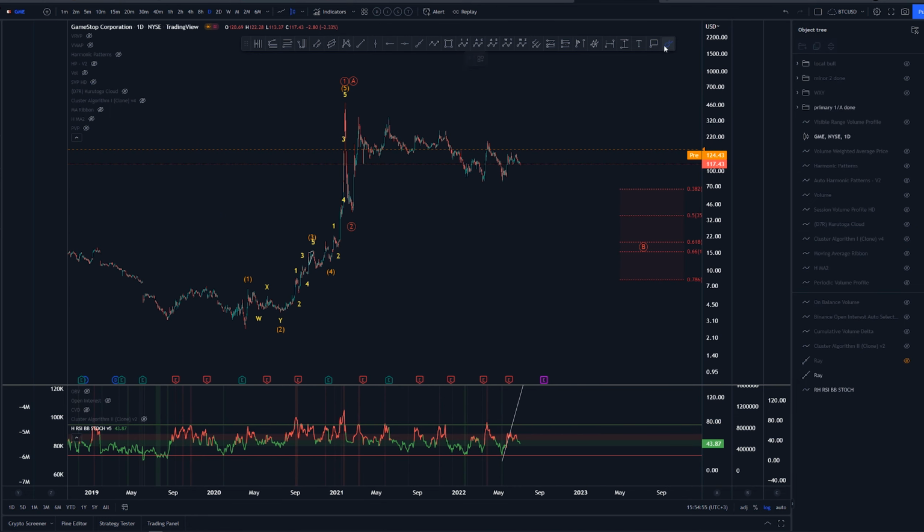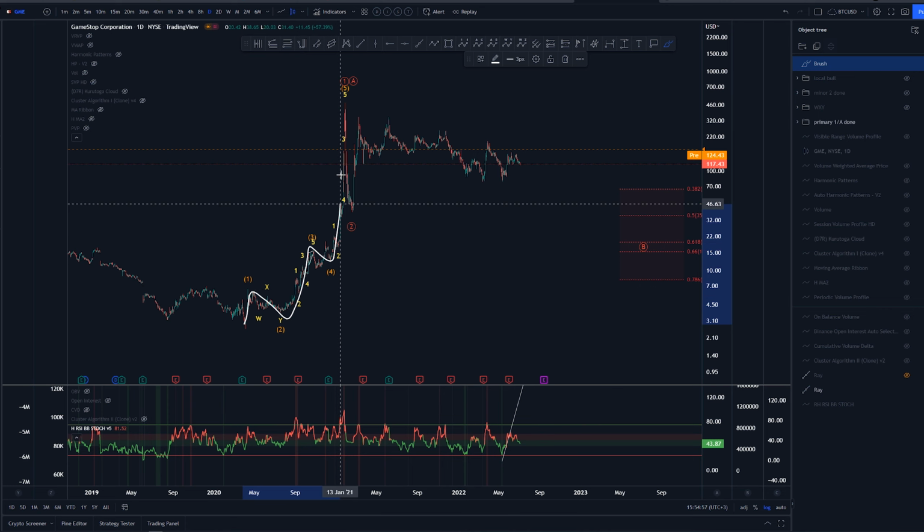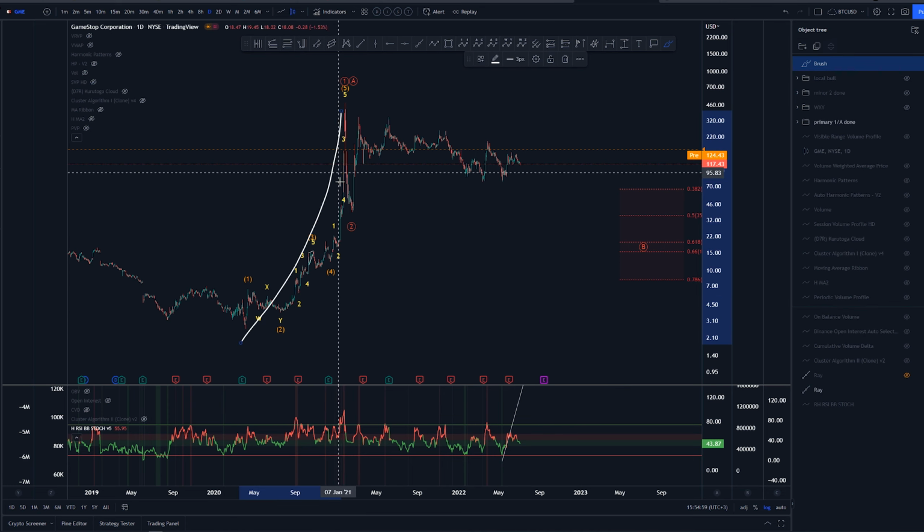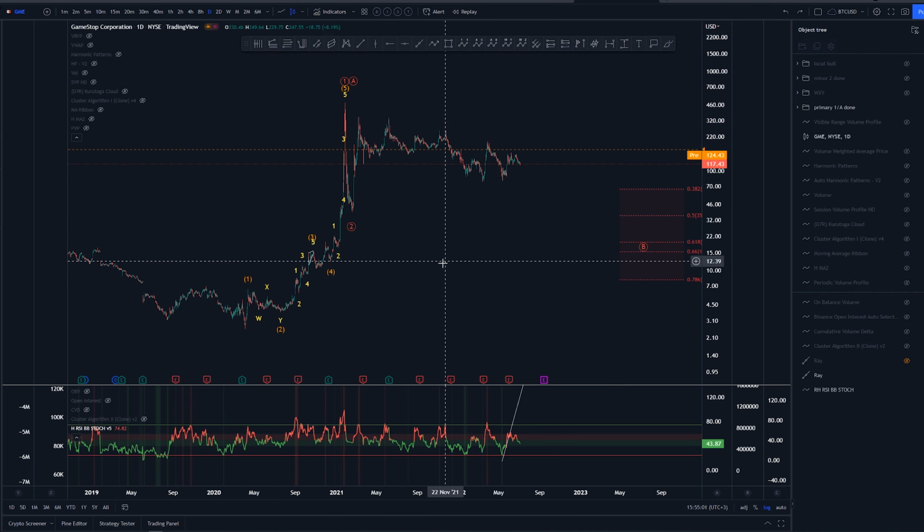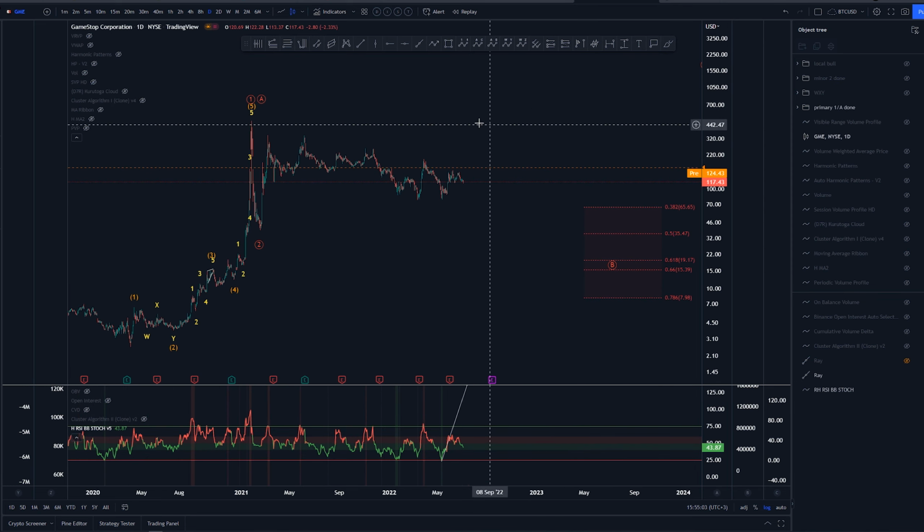Overall count was something like this, in which we had a 1, 2, 3, 4 and 5. Multiple ways to get a 5-wave structure in here into the wave 1. So that's why I'm labeling it as such.